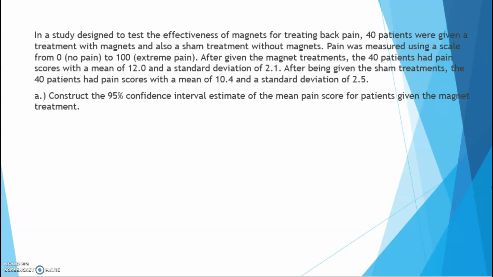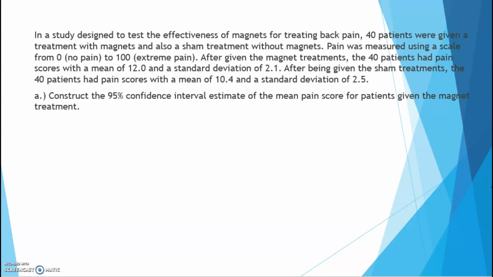Okay? In a study designed to test the effectiveness of magnets for treating back pain, 40 patients were given a treatment with magnets and also a sham treatment without magnets. Pain was measured using a scale from 0, no pain, to 100, extreme pain. After giving the magnet treatments, the 40 patients had pain scores with a mean of 12.0 and a standard deviation of 2.1. After being given the sham treatment the 40 patients had pain scores with a mean of 10.4 and a standard deviation of 2.5.